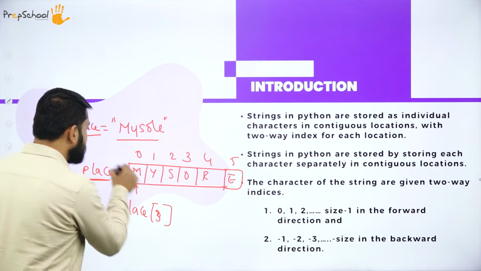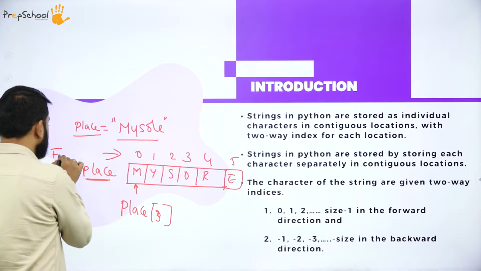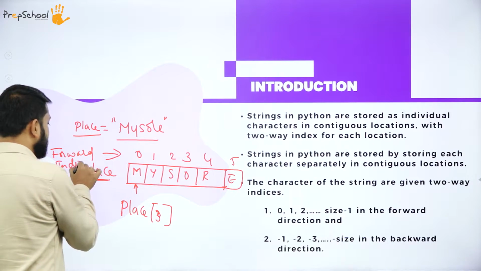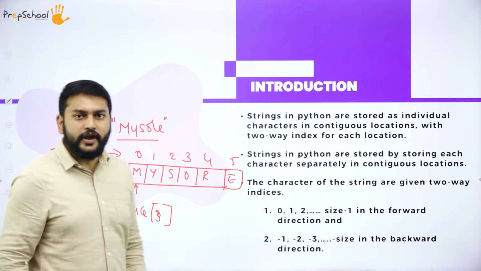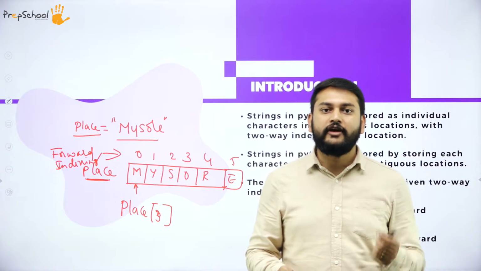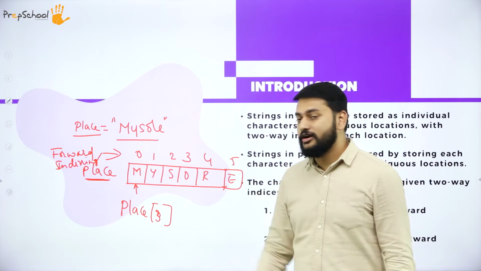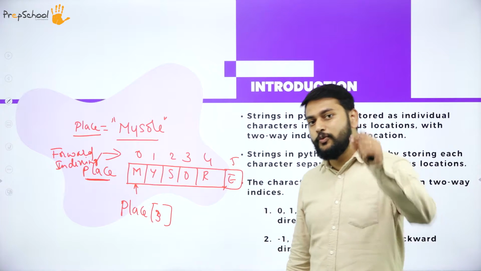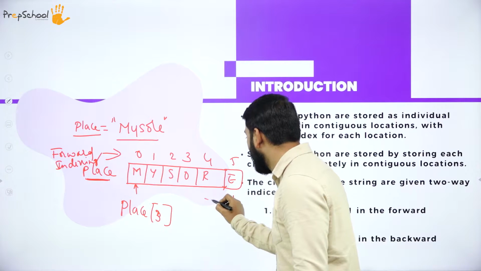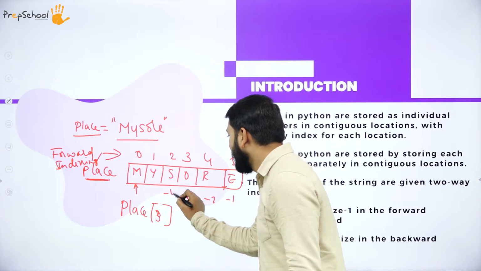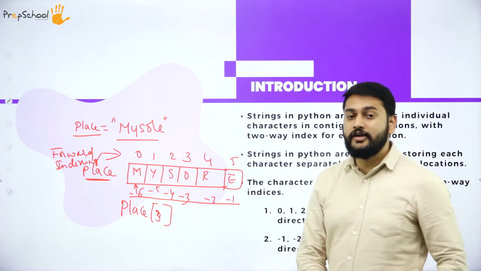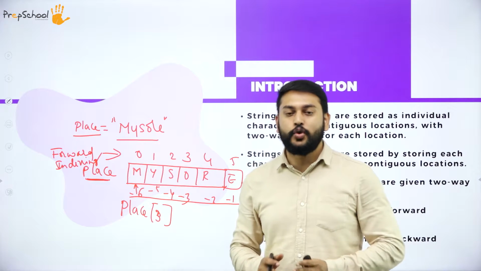So guys, this is what I will call forward indexing. Why are you naming this? If you just say that it is indexing, that is fine, sir. No, we have two types of indexing. This is what we call forward indexing, and one more type we have. From the last we will be writing, so we start from -1, -2, -3, -4, -5 and -6. So this is what I will call backward indexing.